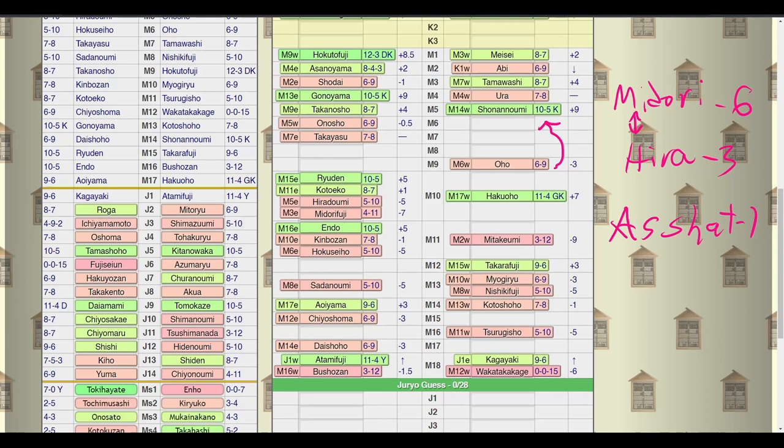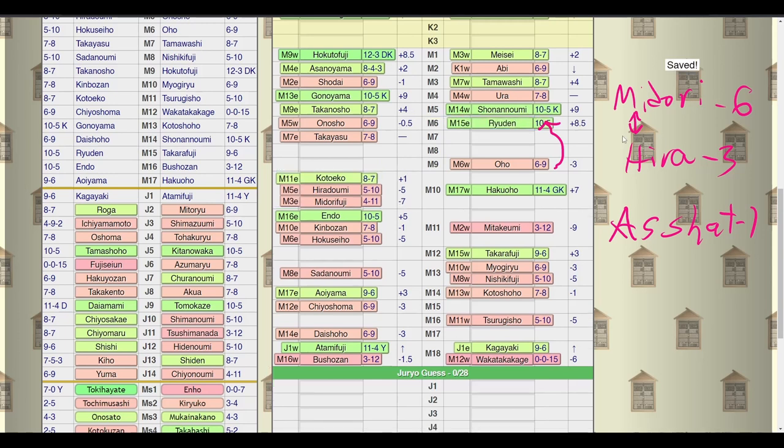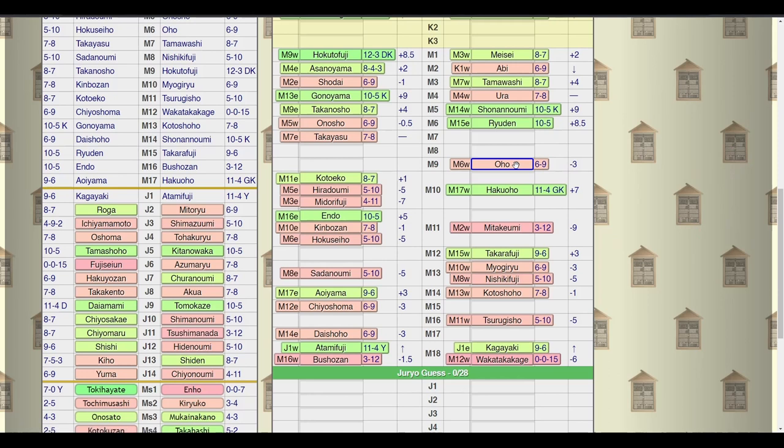But where does Ryuden go? And do they move ahead of Oho because of this? Well, someone's got to go ahead of Oho. Who's it going to be? There's a couple different ways we could do this. We could have Ryuden, and I'll start moving, guys. We could have Ryuden, and this was my draft. Let me get this out of the way. This was my draft. I had Ryuden here, and then I had Oho here, because just at a glance, that made the most sense. Ryuden, you can move up because he had wins. He had a winning record.